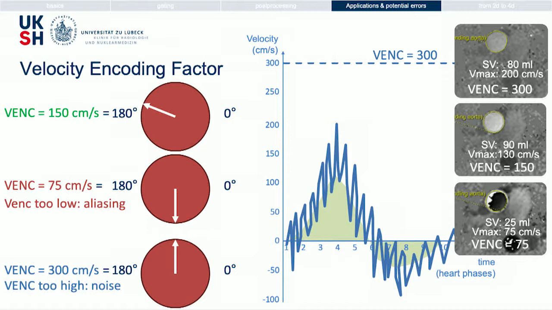So you should adapt the VENC to 10 to 20% above your expected peak velocity, and then you can check whether you have aliasing or not, and if needed, adapt the VENC again.